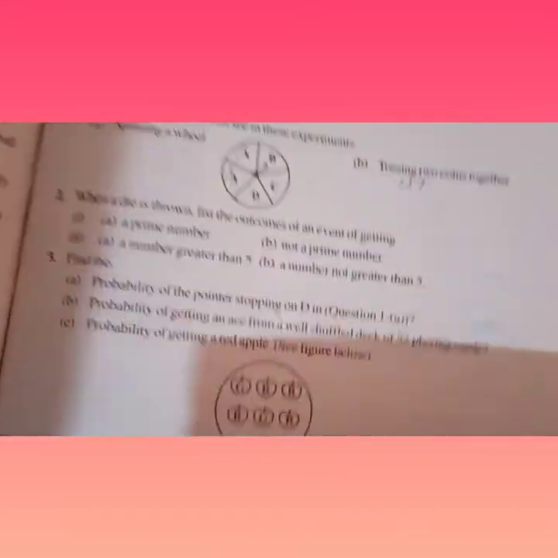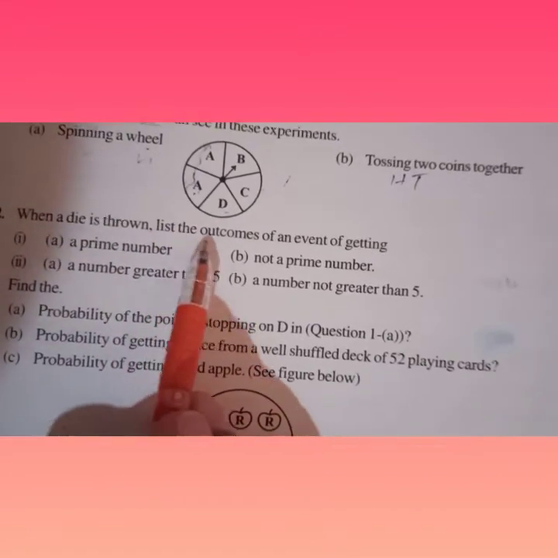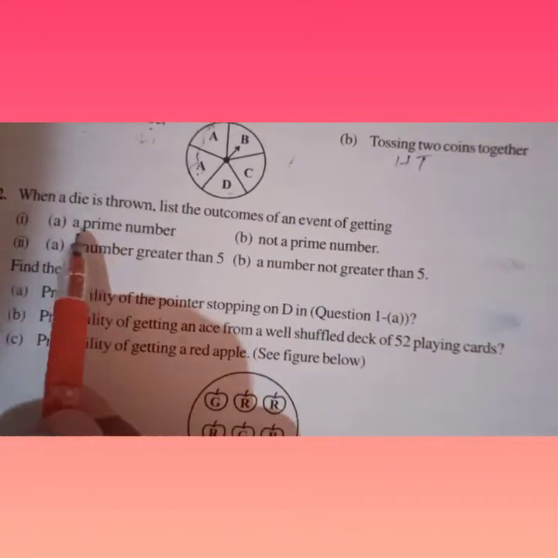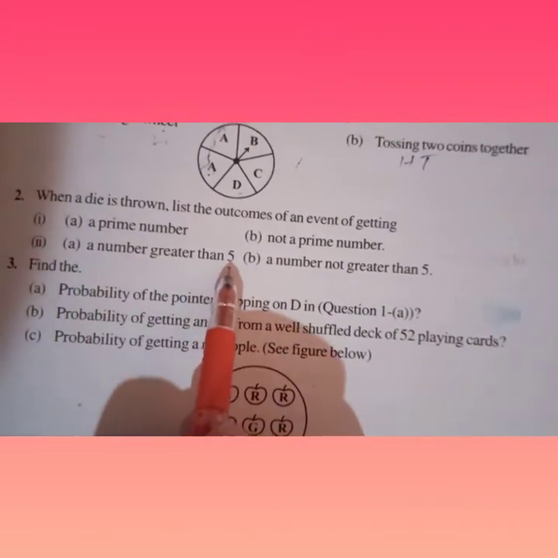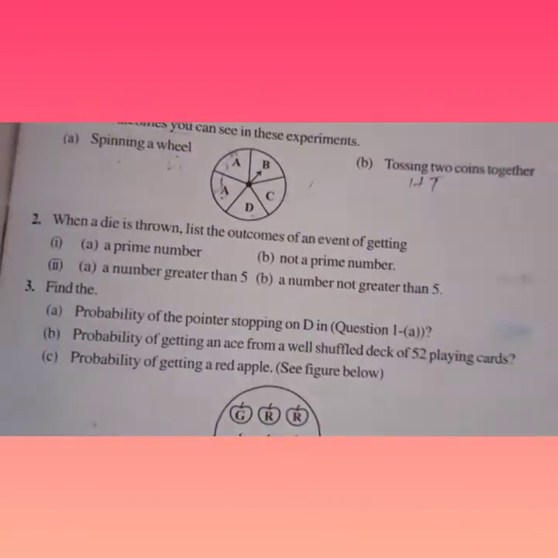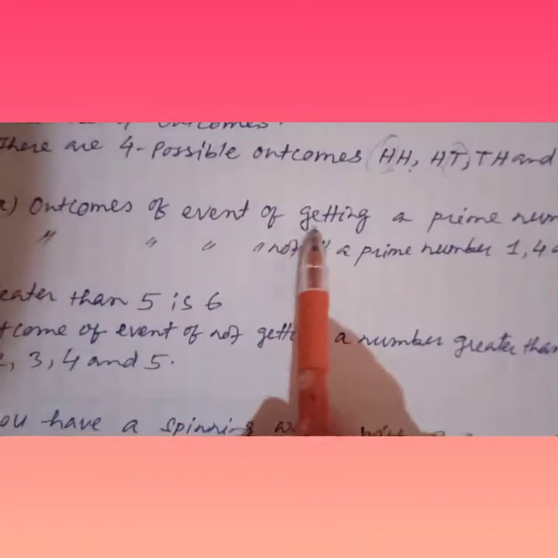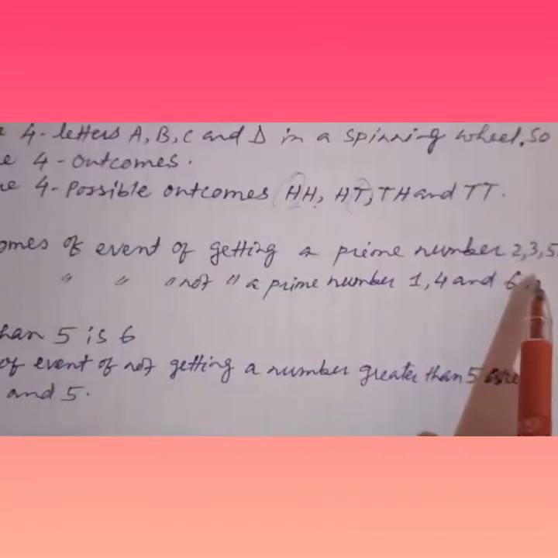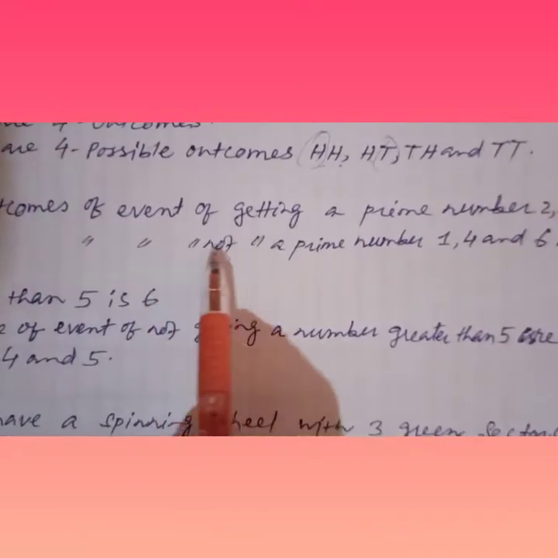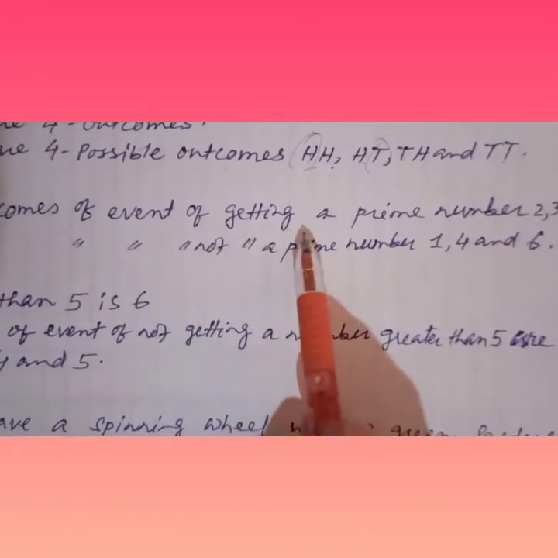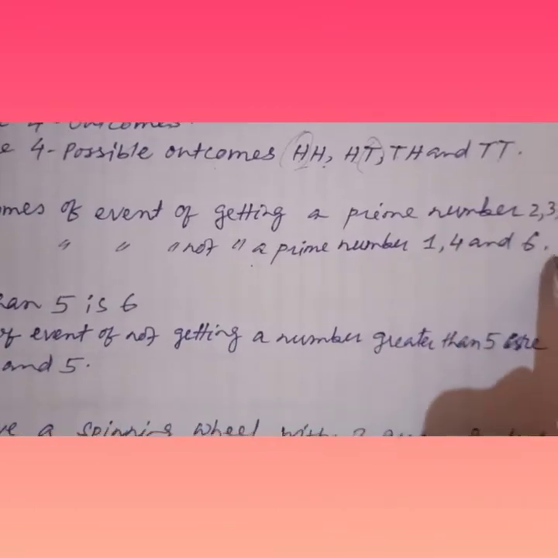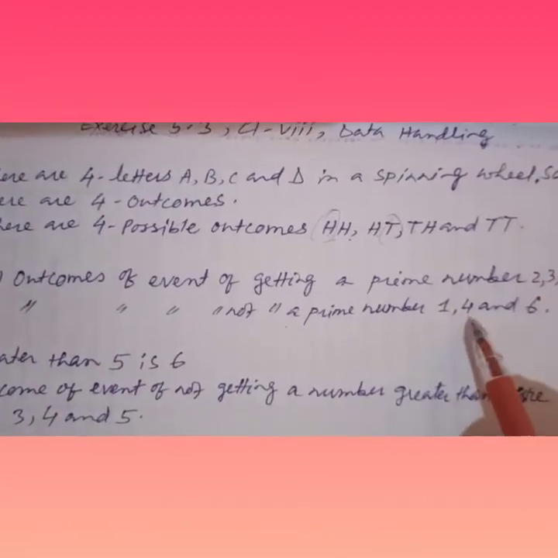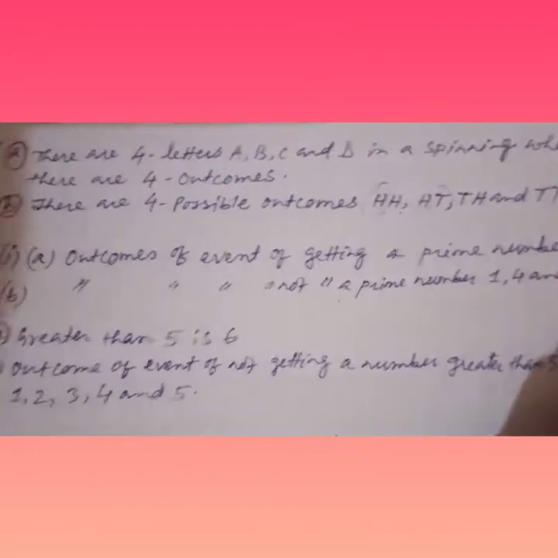Now the second question is given: when a die is thrown, list the outcomes of an event of getting a prime number, a non-prime number, and a number greater than 5. So I solve this one like this. The outcome of the event of getting a prime number will be 2, 3, 5. And the outcome of the event of not getting a prime number will be 1, 4, 6 definitely. So these are prime numbers, and these are not prime numbers.